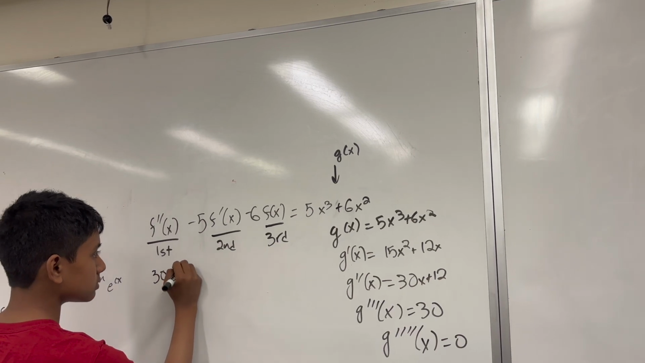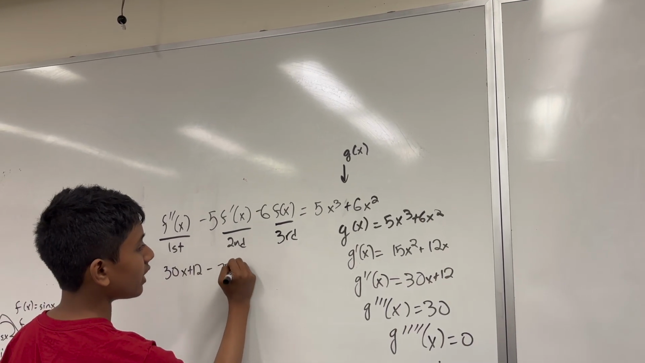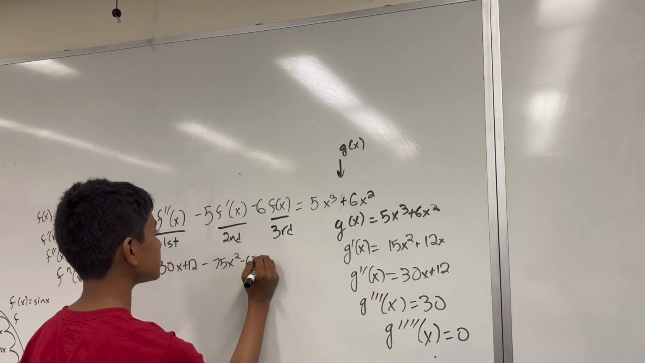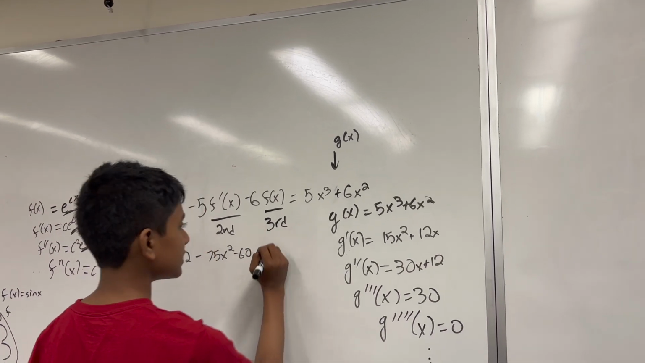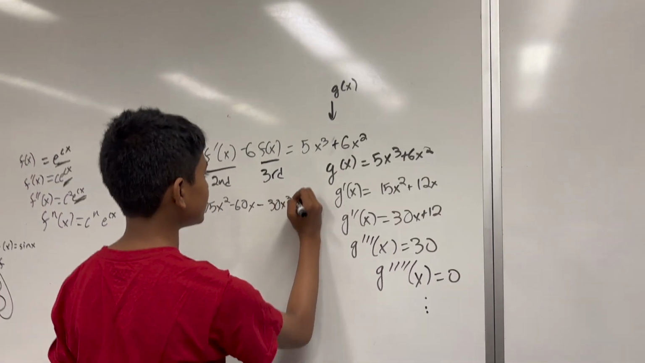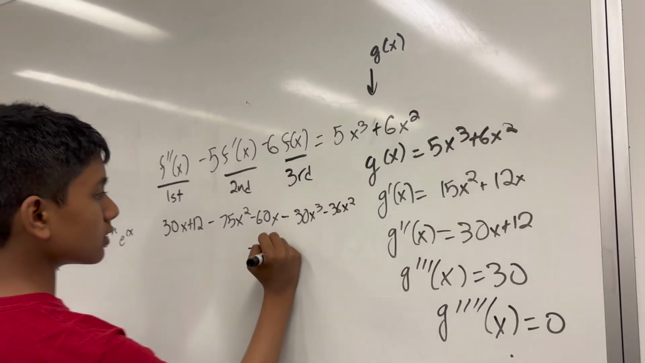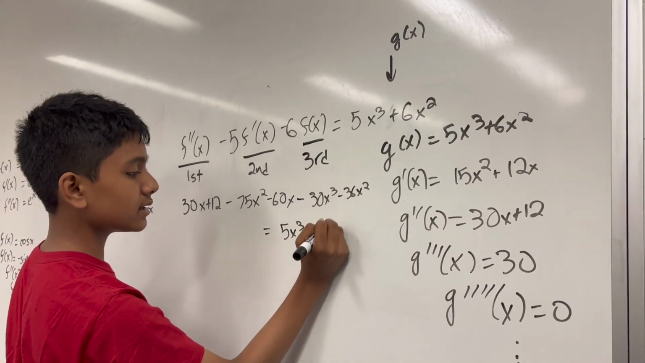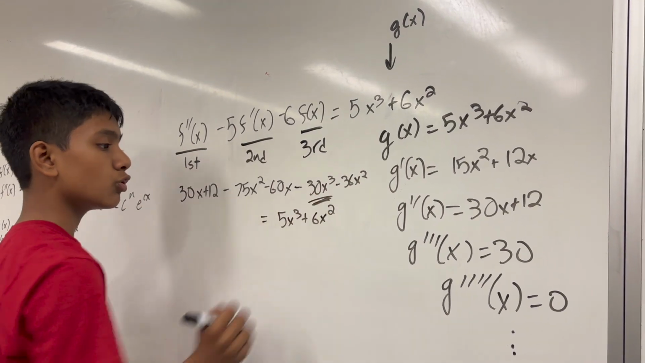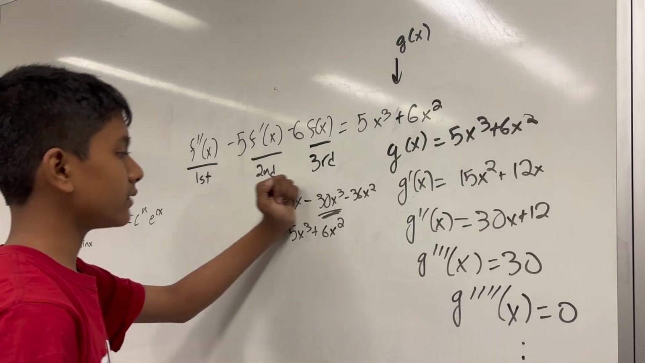We get 30x plus 12 minus 75x squared minus 60x minus 6 times the original function, which is minus 30x cubed minus 36x squared. Already, we can see that the only cubic term is way larger than we would have liked it to be. So we can't go with that.